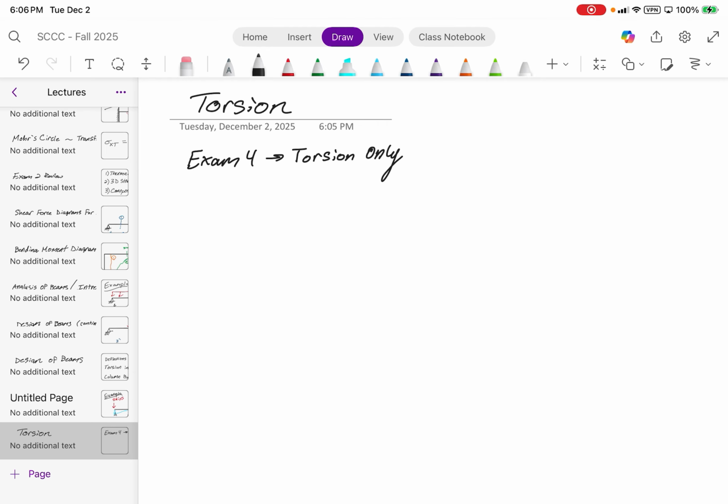All right, so beam deflection has been removed. Column buckling, I'm thinking of just removing entirely as well.